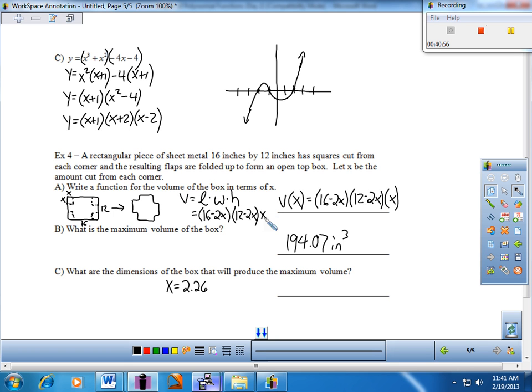I'm just looking at my time and overdoing it just a touch. So if I put 2.26 back in here, I end up getting a length of about 11.48 inches. If I do the same right here, I end up getting a width of about 7.48 inches. And then the height, of course, was that x value, which is about 2.26 inches.